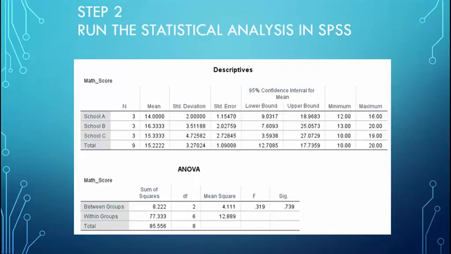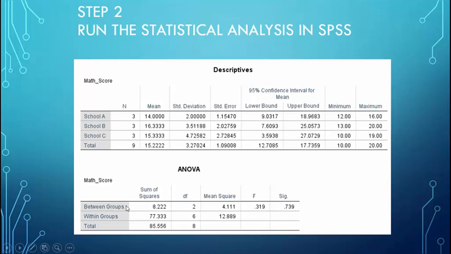We run our statistics in SPSS. We'll get our descriptives, which are here. So school A, there are 3 people. You saw that. And the mean was 14, and here's the standard deviation. For school B, again, we had 3 people. There's the mean of 16.33 and the standard deviation. School C also had 3 people with a mean of 15.33 and the standard deviation. And here are our results from ANOVA.